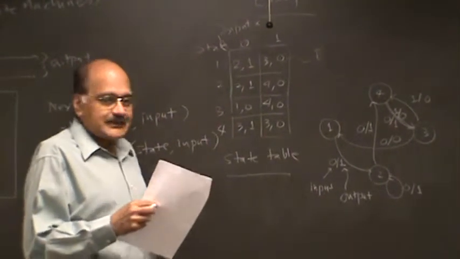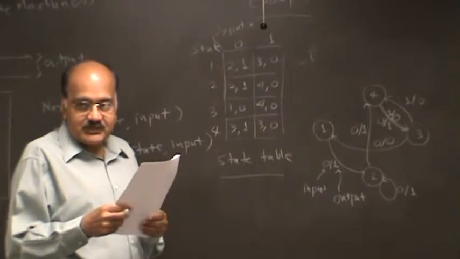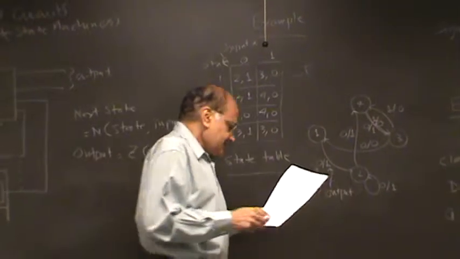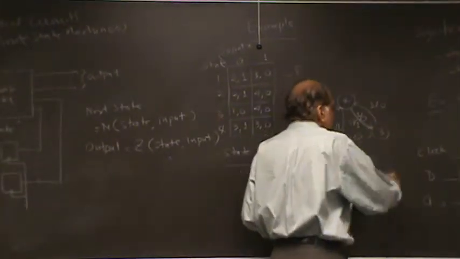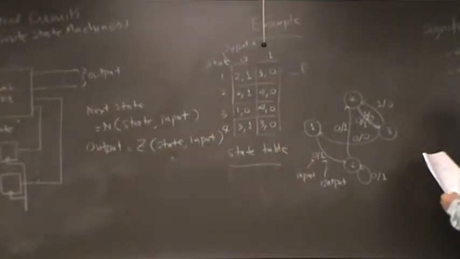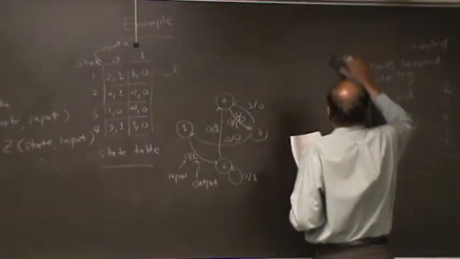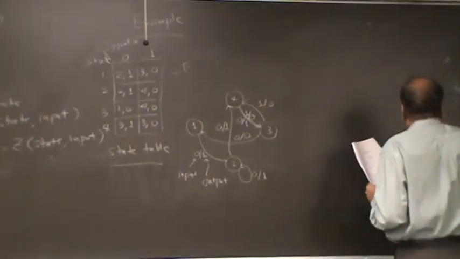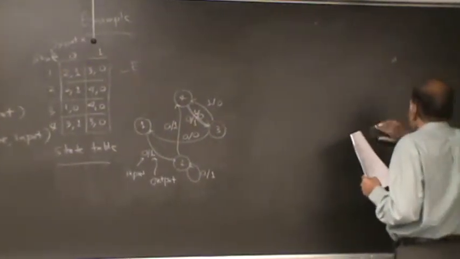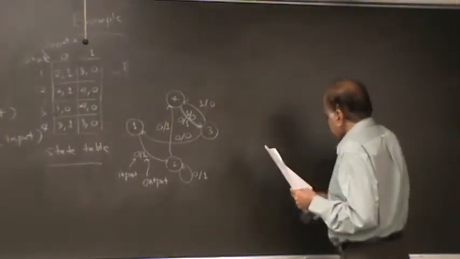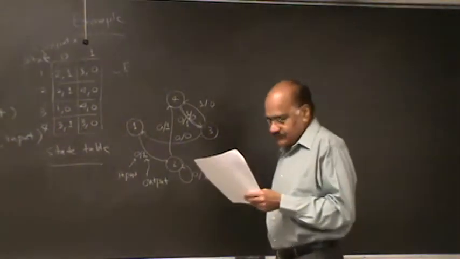So this is an example of a finite state machine. And now we can continue this example. Now let us assume that we apply some input sequence. Then how will the circuit respond?